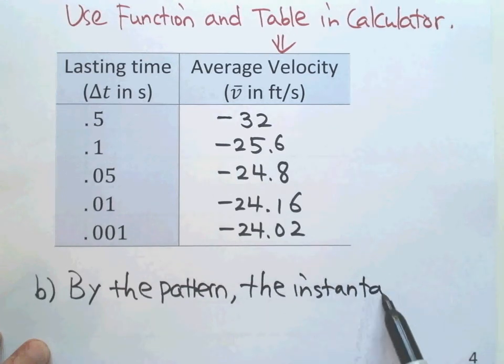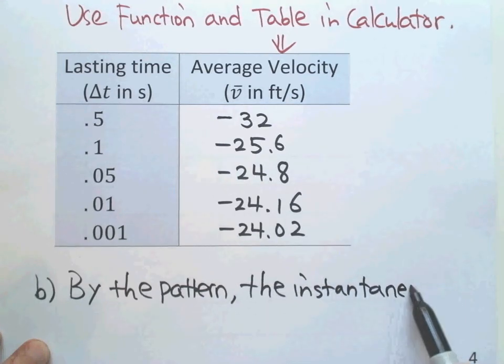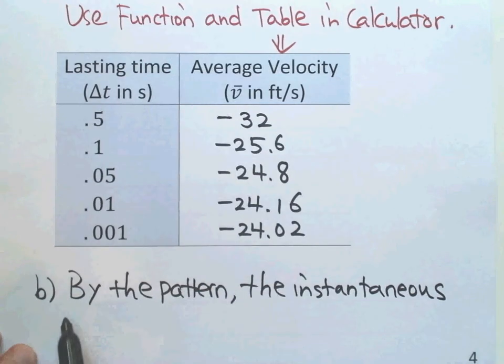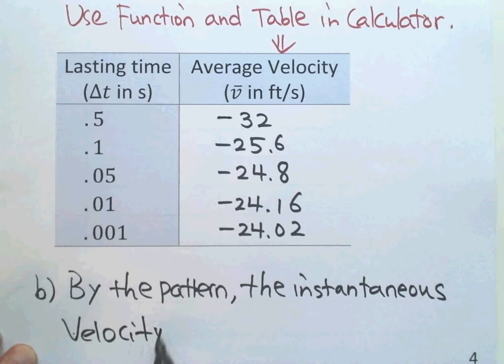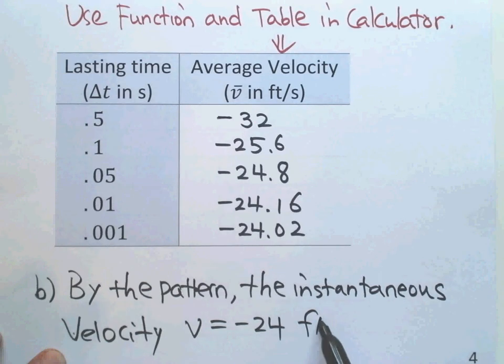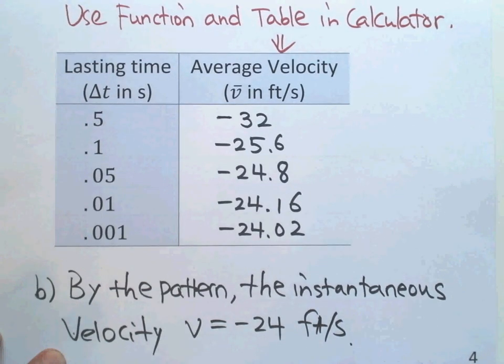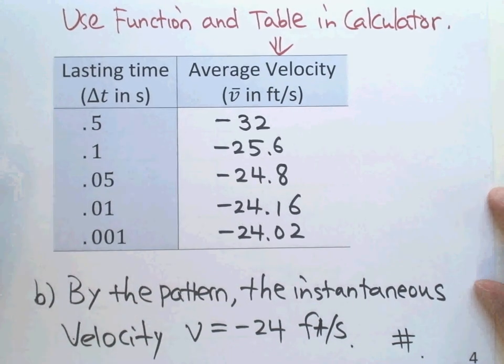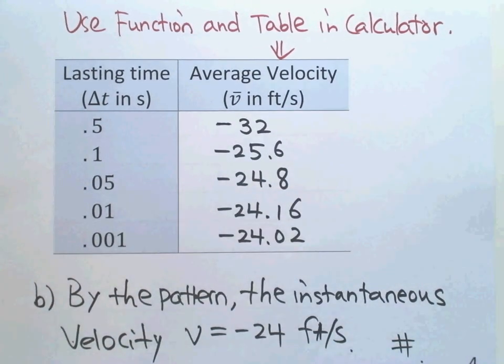And now the instantaneous velocity, which means the velocity at t equals 2. I use v to describe it. It is negative 24. What is the unit? It is feet per second, and that's all. Thank you.